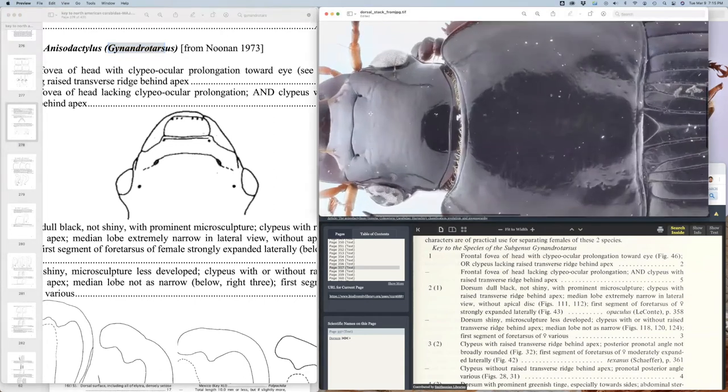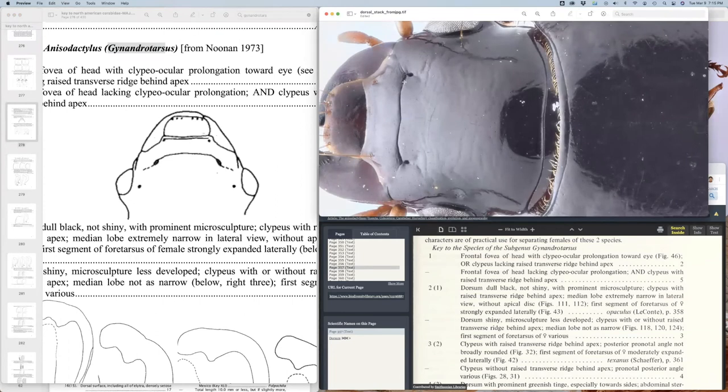Okay, so here's our critter. Let's zoom in on our face. So here's our fovea, right, this kind of depressed area on the head, and we have these two little inserts here. And is there just kind of this prolongation? Maybe. That's kind of hard to say.